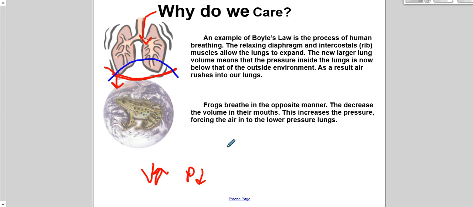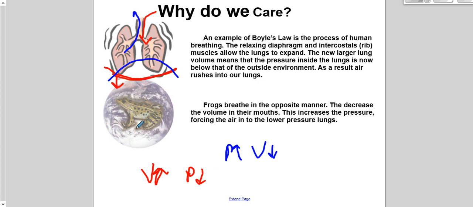And so the pressure inside your lungs has gone up, because the volume space inside your lungs has gone down. Again, an inverse relationship. And that means that the pressure in your lungs is higher than it is outside your lungs, and that forces the air back out. That's how you breathe. You breathe because of Boyle's Law.